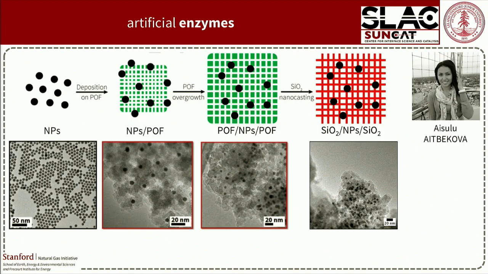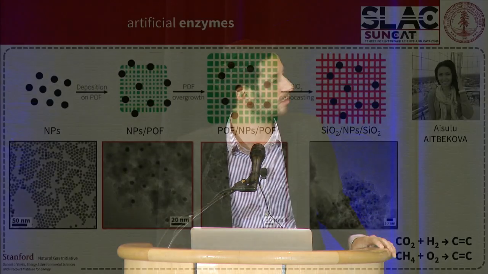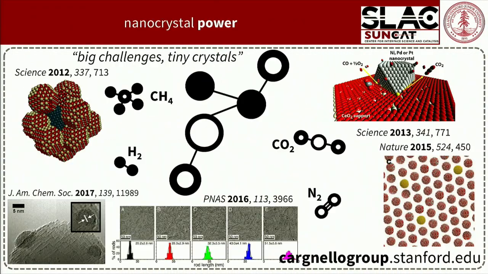Then if we want to further increase the stability of this system, what we can do is to take the first three steps as we did before. So we get these polymeric materials that we call POFs around our particles, but then we use a nanocasting technique in which we infiltrate these polymeric materials with inorganic materials such as silica in order to create materials that are way more stable even at higher temperatures and pressures. This is what Izulu Aidbekova is working on right now, and we hope to use these materials, for example, for transformations that are even more challenging, such as the conversion of CO2 to alkenes or the conversion of methane to other compounds.